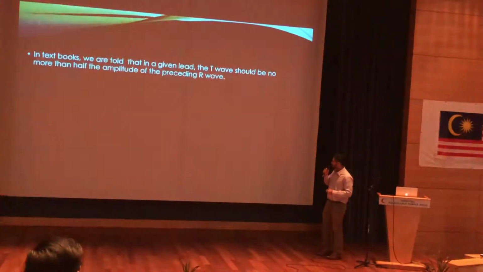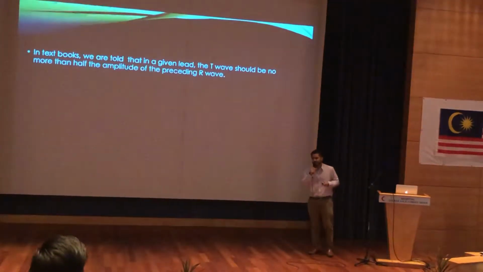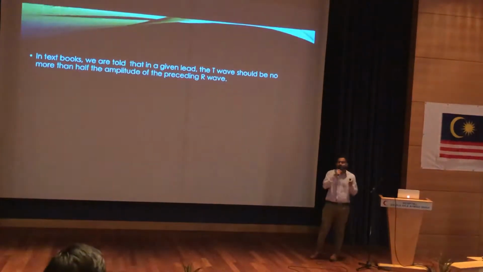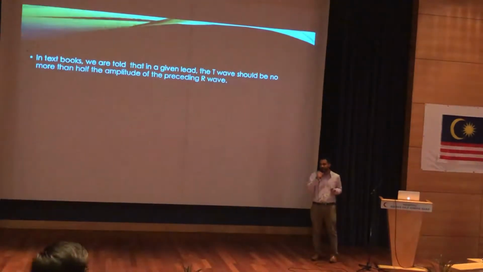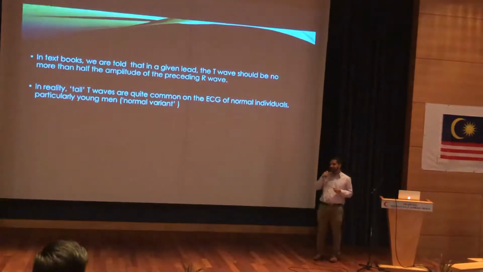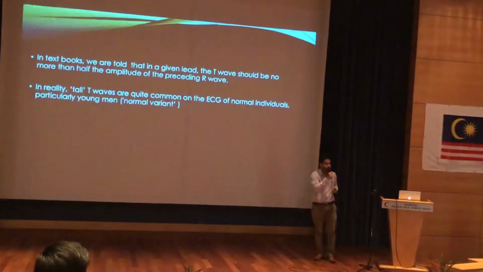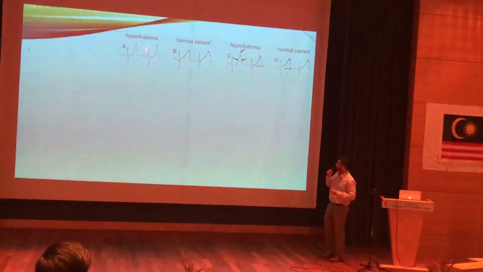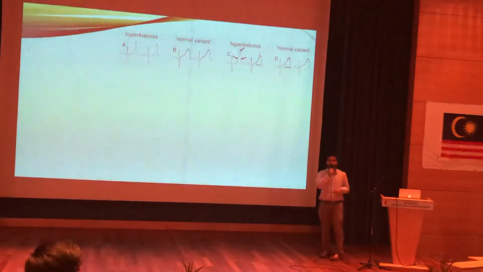So just what they always say is, if you read books, they say the height of your T wave is supposed to be less than 50% of your QRS. Okay, but this is not always true, because sometimes even if it's a bit on the high side, this could be a normal variant. So I'll show you some images. Have a look at this. This is hyperkalemia, this is a normal variant. What's the difference?